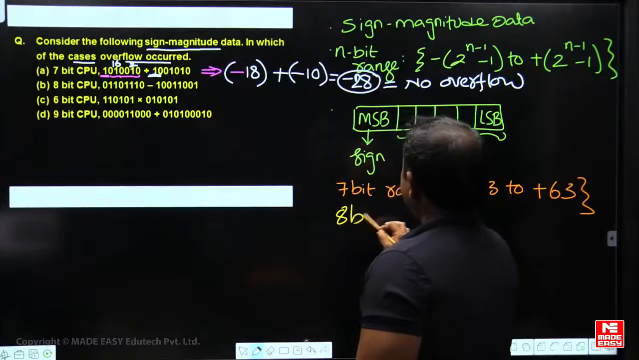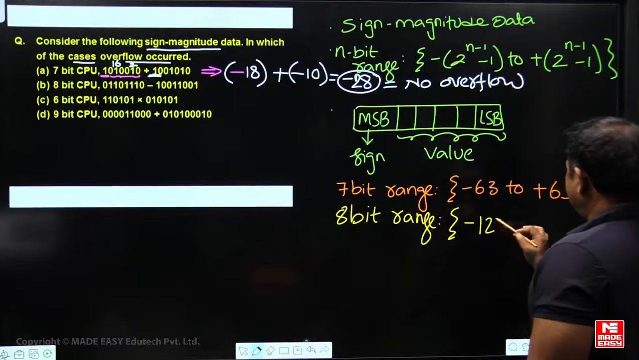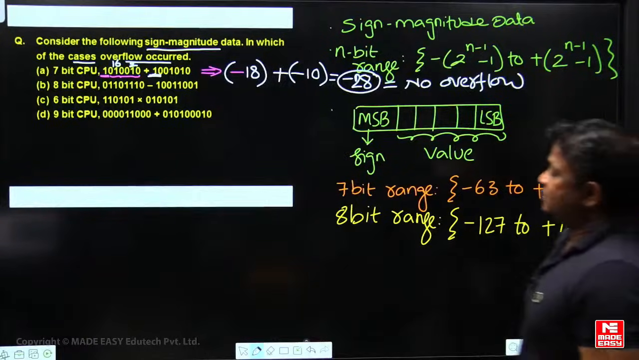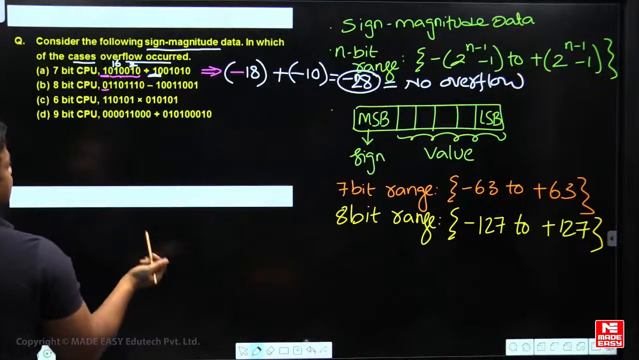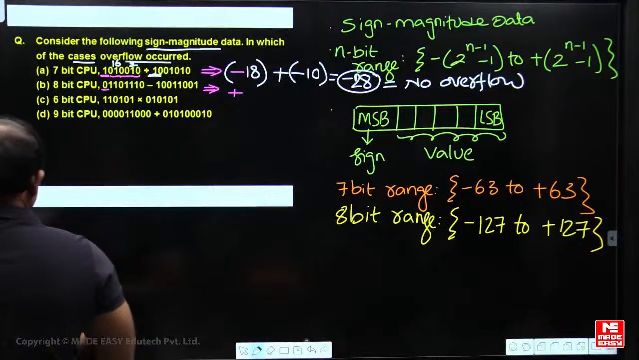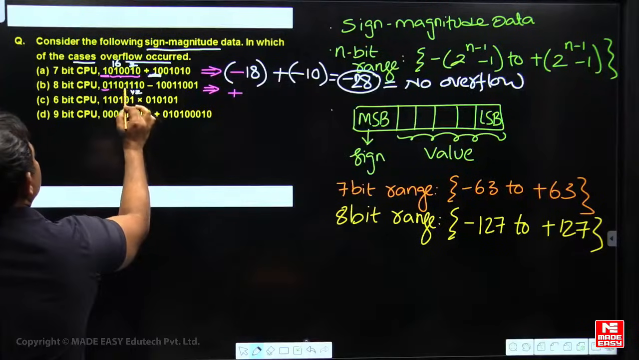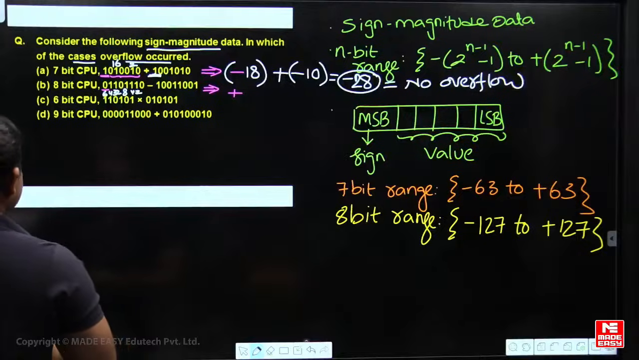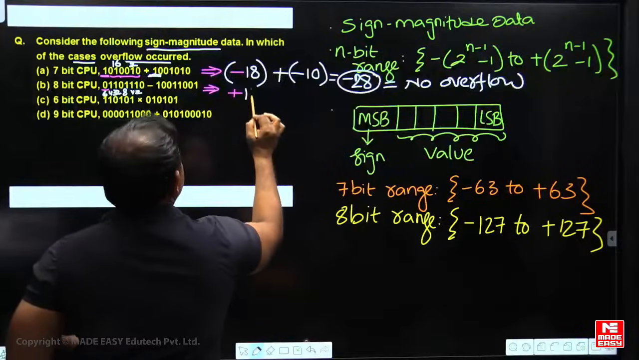Coming to the next one, 8-bit. What is the 8-bit range? -127 to +127. Now here the values: the sign must be positive. Take the values and verify. The value of this is 64 plus 32 plus 8 plus 4 plus 2, that is 110.